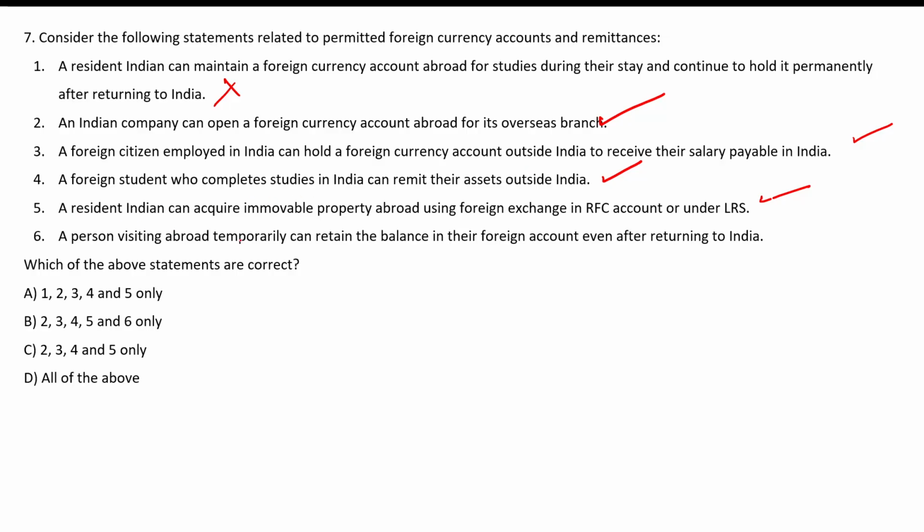A person visiting abroad temporarily can retain the balance in their foreign account even after returning to India. No, they must repatriate after returning to India. That's why the statement is not correct. 2, 3, 4, and 5 are correct. So option C is the correct answer for this question.